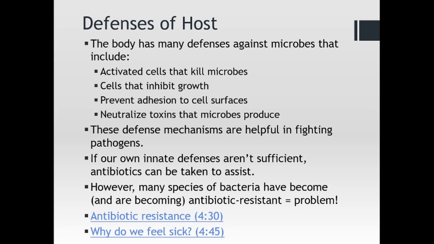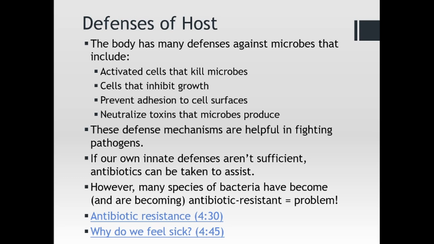Some of the defenses that we have against microbes. Well, we have activated cells that kill microbes. We have macrophages that can do this. These macrophages will ingest these microbes, and break them down using enzymes that are contained within lysosomes inside of these macrophages. We have cells that will inhibit their growth and prevent their numbers from reproducing and getting to epic numbers, to prevent them from reproducing exponentially. We have cells that will surround the microbes and prevent them from adhering to cell surfaces. We can neutralize toxins as well.